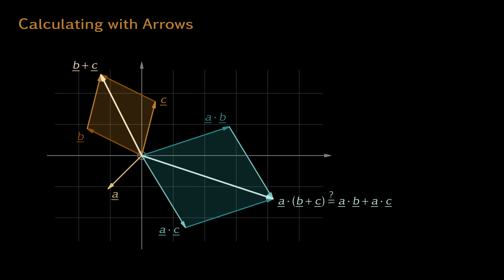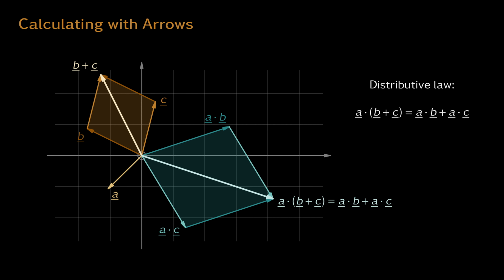So on the one hand, it is the scaled and rotated diagonal A times B plus C. On the other hand, it is the diagonal of the teal parallelogram, which means A times B plus A times C. So we do get the same result both ways, and our strange multiplication does distribute over our addition. Therefore, our geometric constructions satisfy the distributive law.